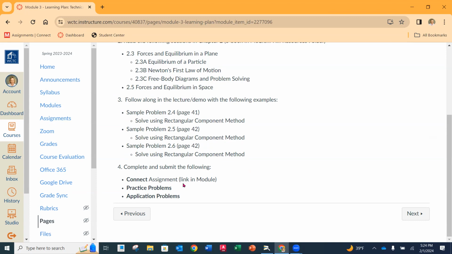And then as far as what you'll be submitting, you have a Connect assignment associated with the concepts here. And then you're going to have the practice problems to hand in, which we'll be working on tonight. And then application problems are going to be the ones that are like your assigned work. Okay. So, and then that'll be the assignment probably number 3 or the application problems for module 3.